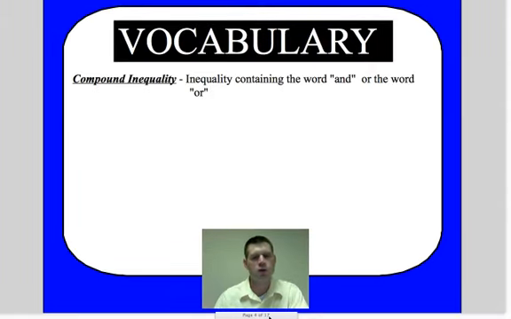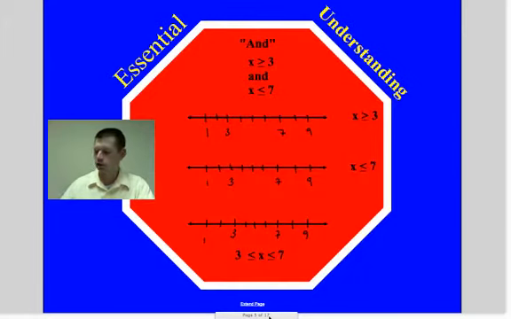A compound inequality is an inequality that contains the word "and" or the word "or." So it's going to use something like x is greater than 2 and x is less than 5. Let's look at an example of this. We have the word "and." It says x is greater than or equal to 3 and x is less than or equal to 7.